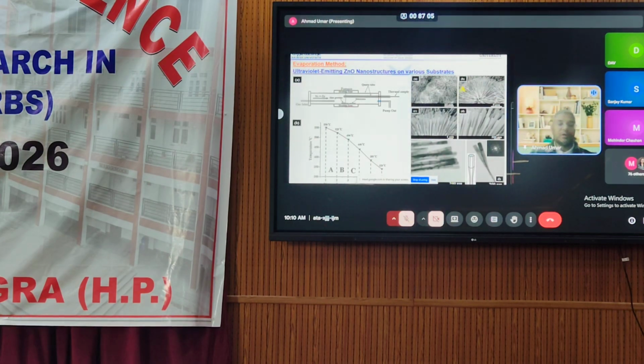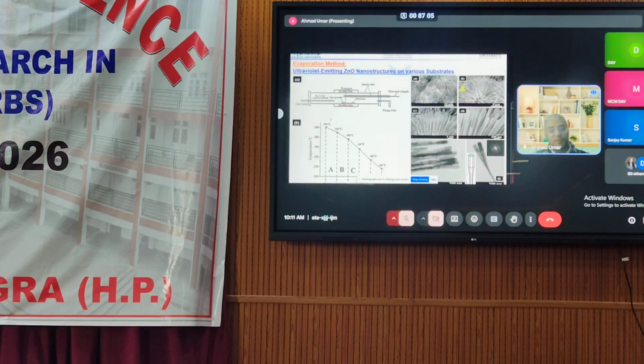So we can go on to the bottom-up approach. I'm going to give you two examples of the techniques which we used to synthesize nanomaterials. One is the evaporation method, like the thermal evaporation method, and another is the hydrothermal or solvothermal process. We are going to discuss the evaporation process first. This is a simple process.